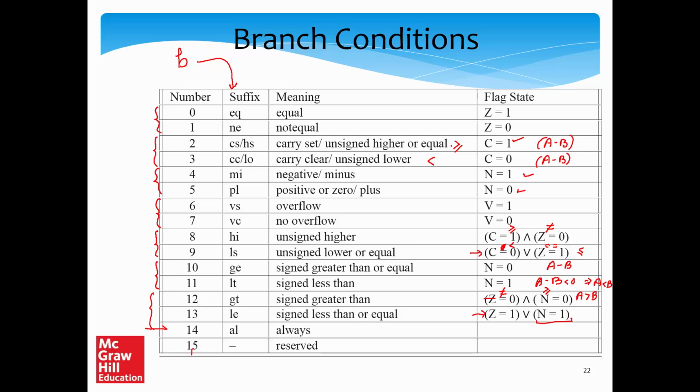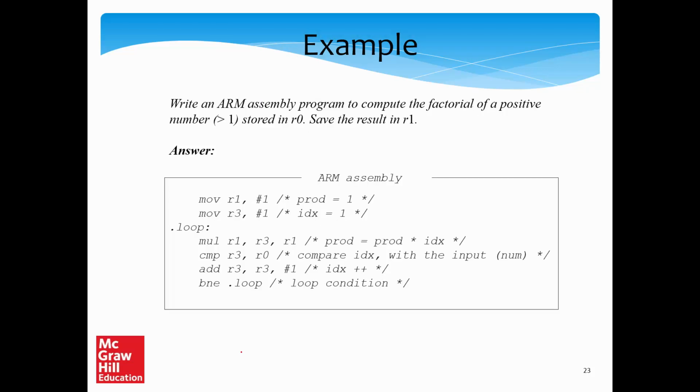This condition is actually a default, so it is typically not required, which means always. It is the same as an unconditional branch. So BAL is also the same as B, which means branch all the time. And the last suffix, 15, is actually not used. It is reserved so that it can be used later when the instruction set is expanded.